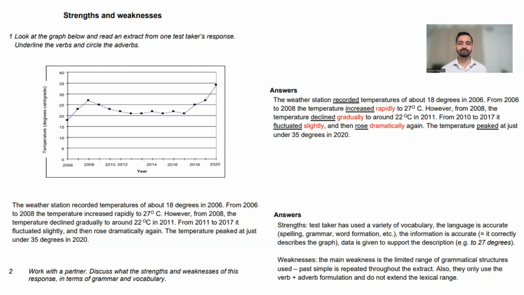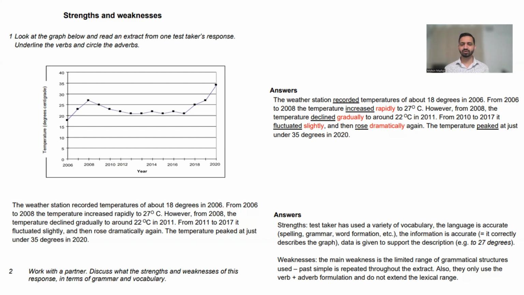Okay, what are the strengths and weaknesses of this response? The strengths: the test taker has used a variety of vocabulary, the language is accurate, spelling, grammar, word formation, etc. The information is accurate, it correctly describes the graph, and data is given to support the description. For example, 27 degrees. You should be using numbers in your body paragraph to describe your findings.